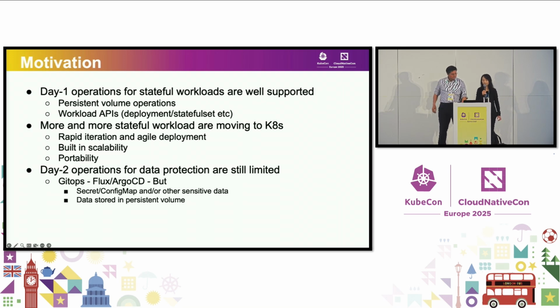However, day two operations for stateful workloads, such as data protection, are still limited. The GitOps workflow has limitations in supporting stateful workloads. Secrets, config maps, and data stored in persistent volumes are not stored in Git. So we need a better way to support data protection in Kubernetes. That's why we started this data protection working group. This working group is sponsored by both SIG Storage and SIG Apps.